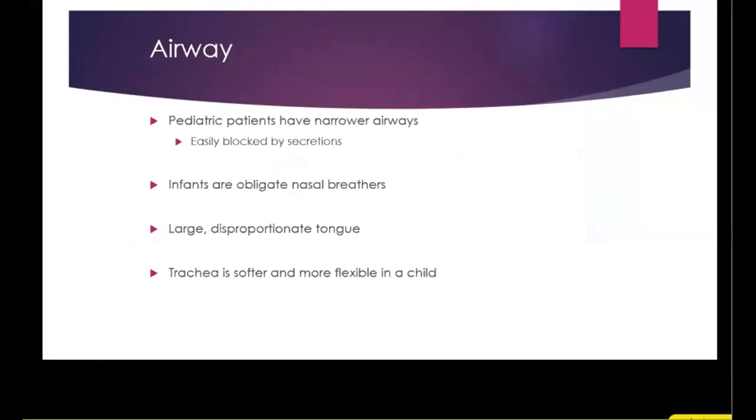Narrow airways are easily blocked by boogers. So secretions, whether it's slimy, tenacious, goopy, green secretions, or thin, clear secretions that are easily suctioned, regardless, their airways, whether it's their nares or their oropharynx, their nasopharynx, their individual bronchi, are all easily blocked by secretions.